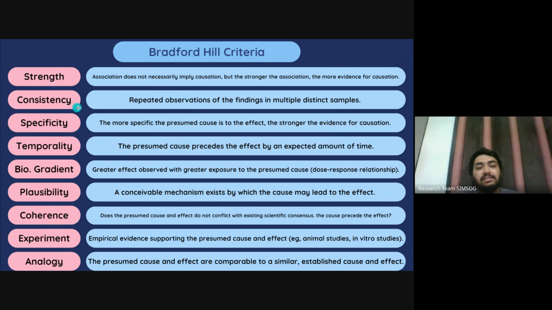Then consistency. Of course, I won't believe just one study saying that this causes this or this is associated with this. I won't call it a causation. In fact, when you go ahead with your research careers, you will find out there are lots and lots of garbage papers out there.